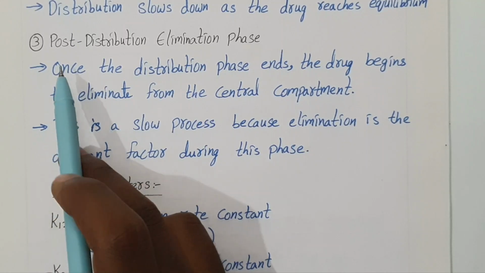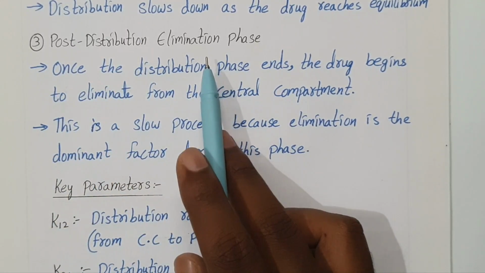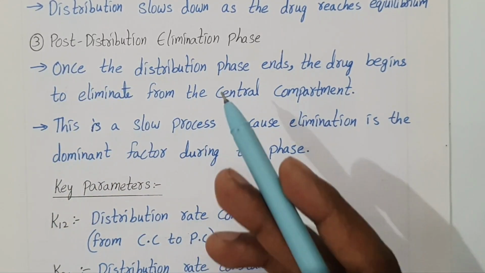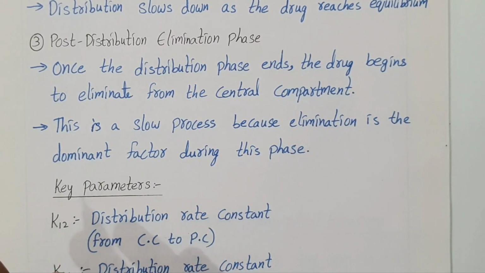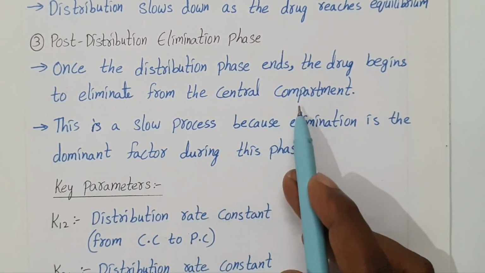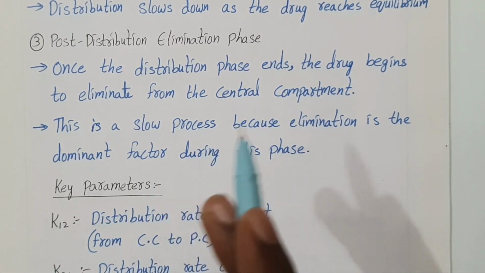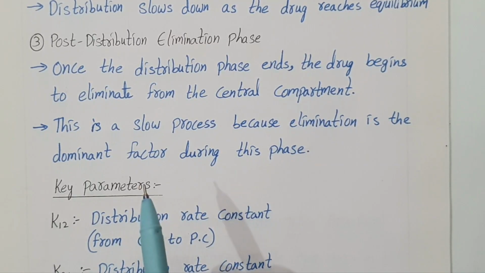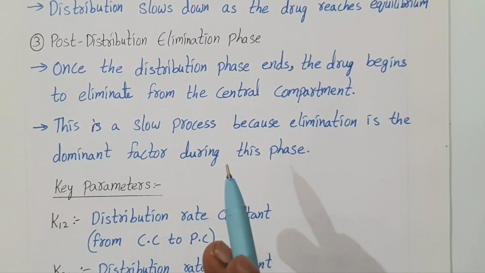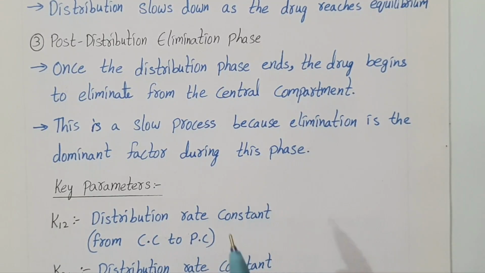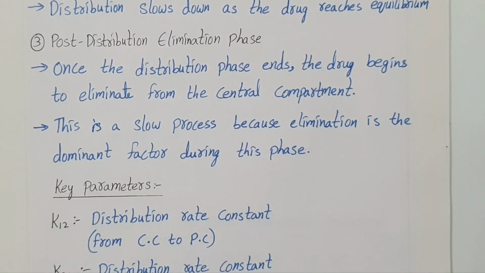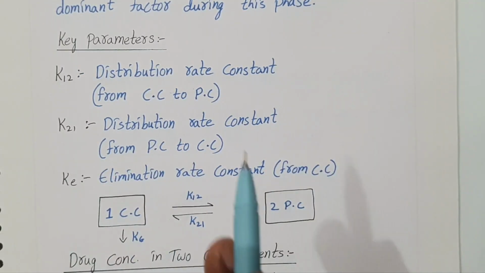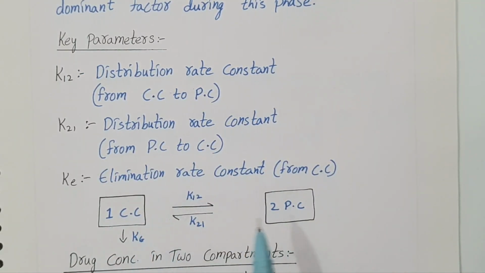Third, we have the post-distribution elimination phase. Now the drug is eliminated slowly from the central compartment, mostly by liver metabolism or kidney filtration. This phase is slower and it is called the elimination phase. Now the drug is moving from the central compartment to the peripheral compartment and back to the central compartment.